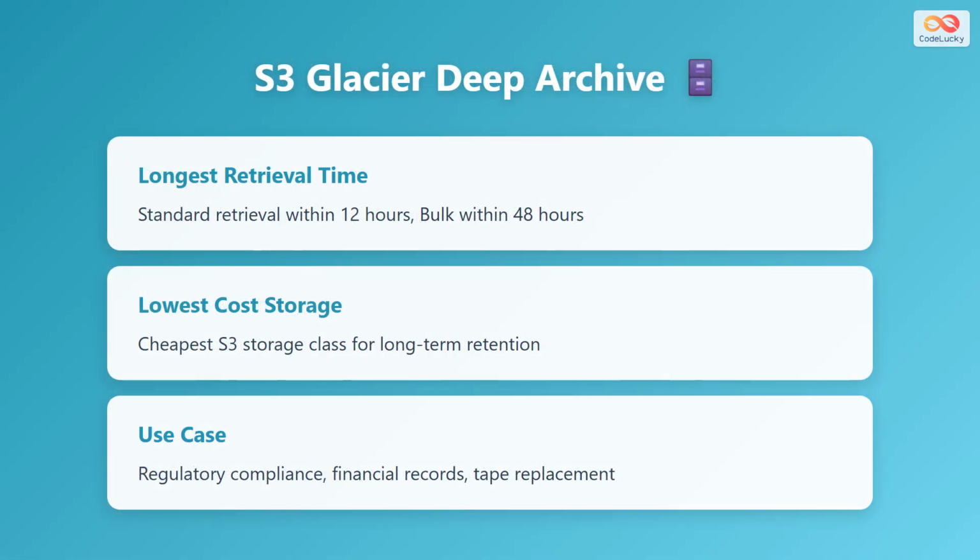S3 Glacier Deep Archive is the most cost-effective storage class in Amazon S3, designed for data that is rarely if ever accessed. Standard retrieval takes within 12 hours, while bulk retrieval can take up to 48 hours. Despite the longer retrieval times, it's the perfect solution for regulatory compliance data, financial records retention, and replacing traditional magnetic tape storage systems where long-term preservation is more important than quick access.